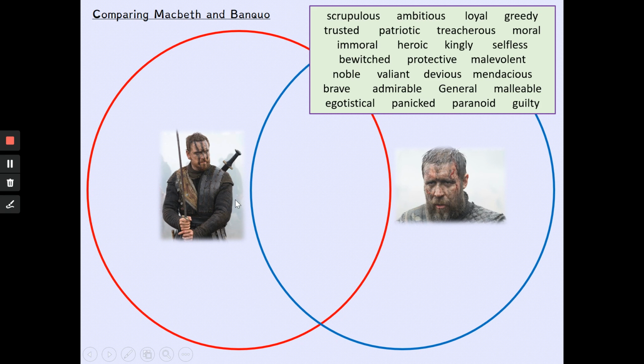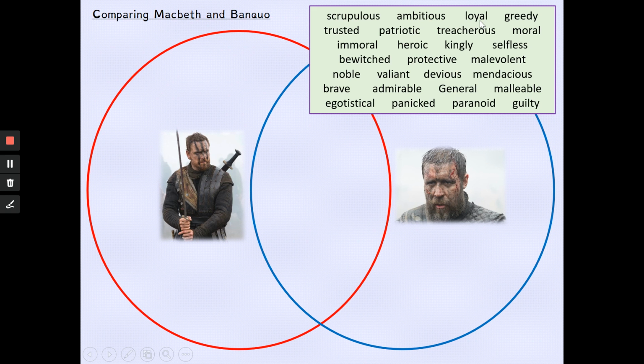Okay, let's go through what you might have included in your comparative table. These are very much opinionated. As long as you've got evidence to back them up, you can put them wherever you think is appropriate. But I'll just run through it quickly just to help you out. Scrupulous, remember that means doing the right thing, having scruples. Well, that's going to be Banquo. Ambitious, I think, is both.